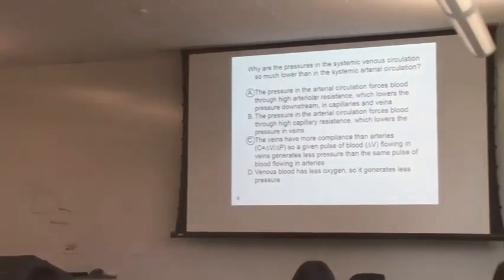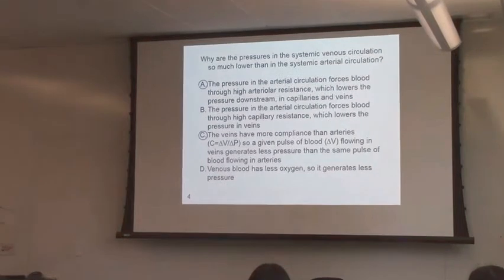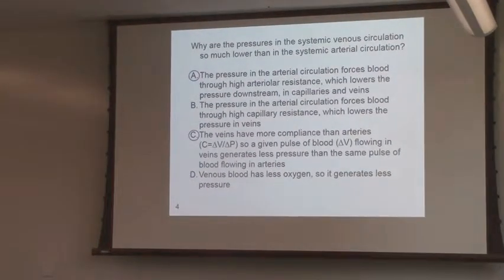Even though they're microscopic, or they're nanoscopic in diameter, there's a billion of them, and so the total capillary diameter is not a high resistance bed of vasculature. It's the arterioles where the resistance is significant. So A was the easier of the two between A and B. Now let's talk about C.